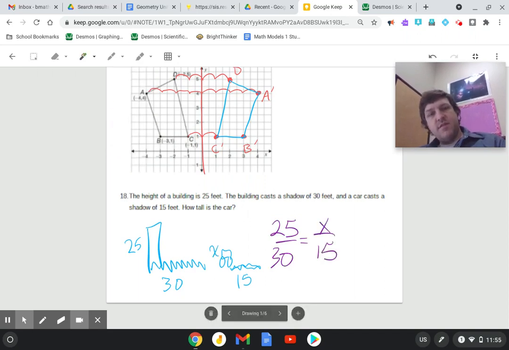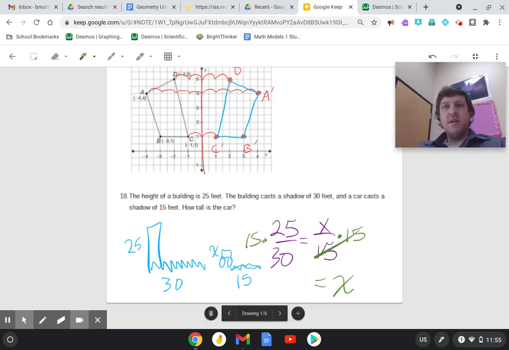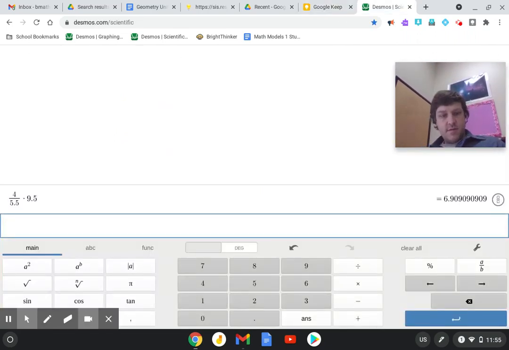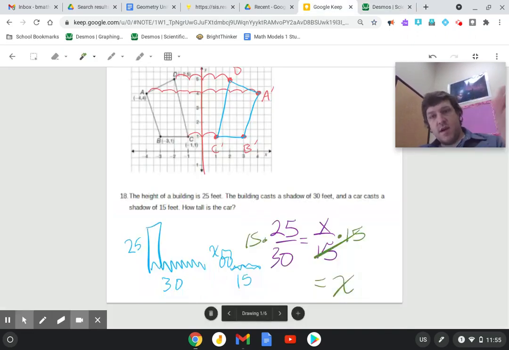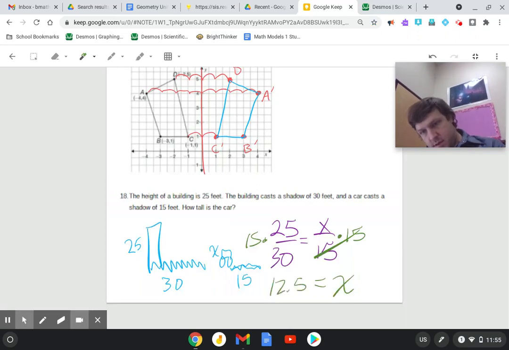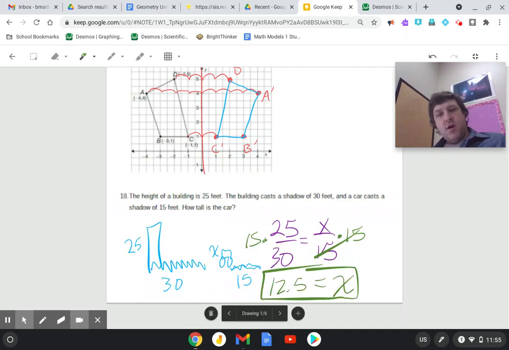And we solve it in a very similar way as the previous problem. We're going to multiply both sides times 15. That's going to cancel, leaving me with x equals 15 times 25 over 30. And we get 12.5. And that is the measure of the car, pretty tall car.